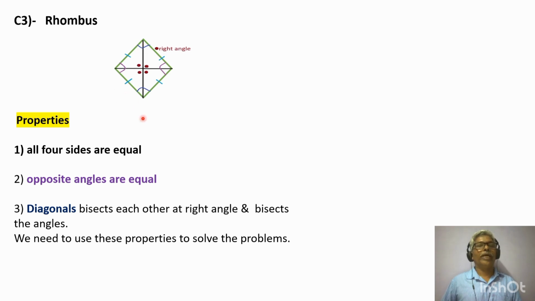But opposite angles are equal. And diagonals bisect each other at 90 degrees, that is right angle, and bisect the angles. So diagonals bisect each other at 90, so these all four angles are 90, and they even bisect the angles. So these are the particular properties of rhombus. We need to use these properties to solve the problems, and we will move ahead in solving problems.